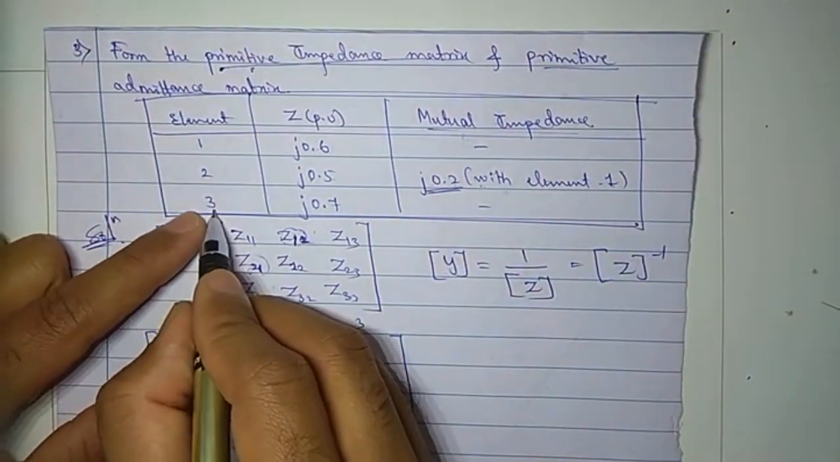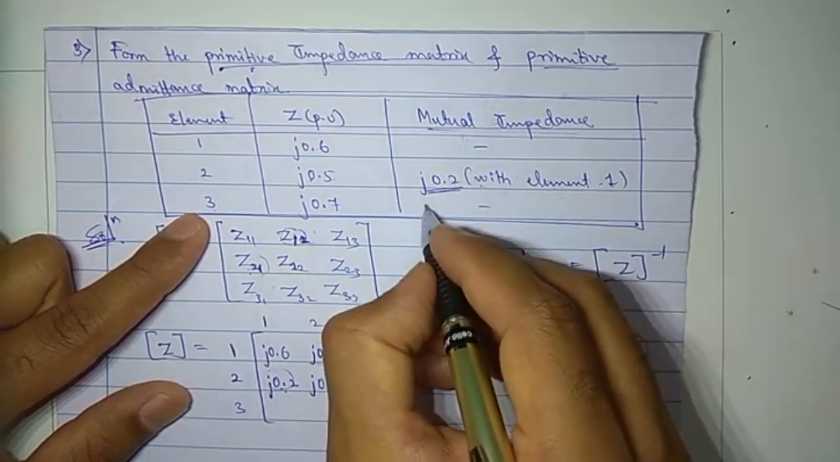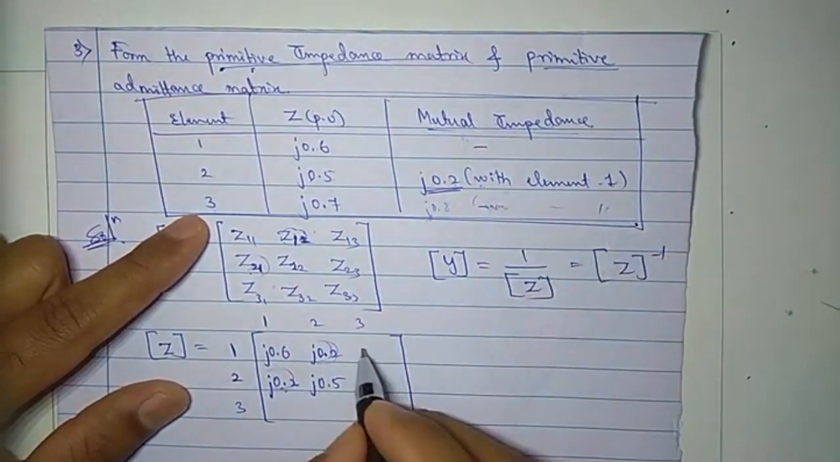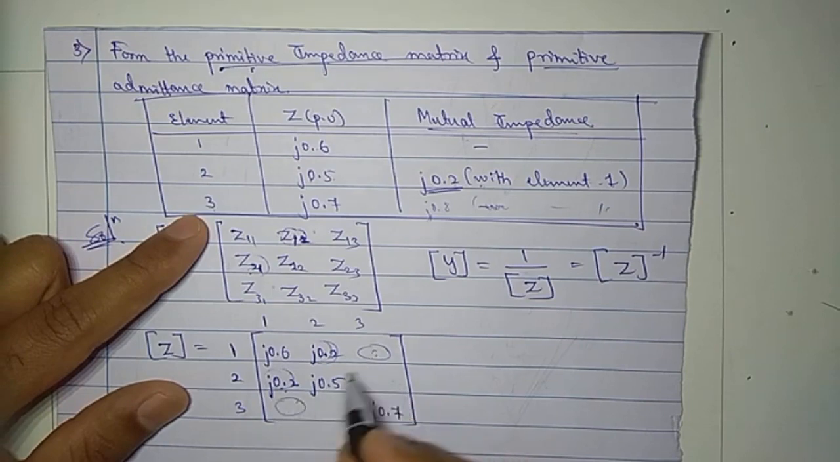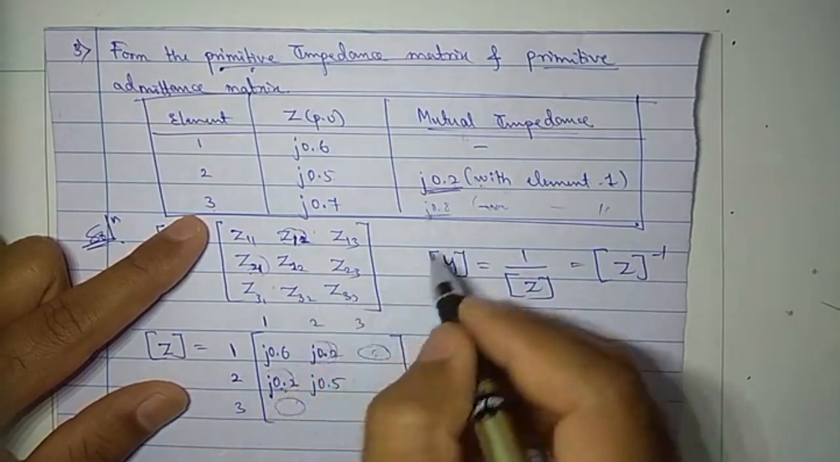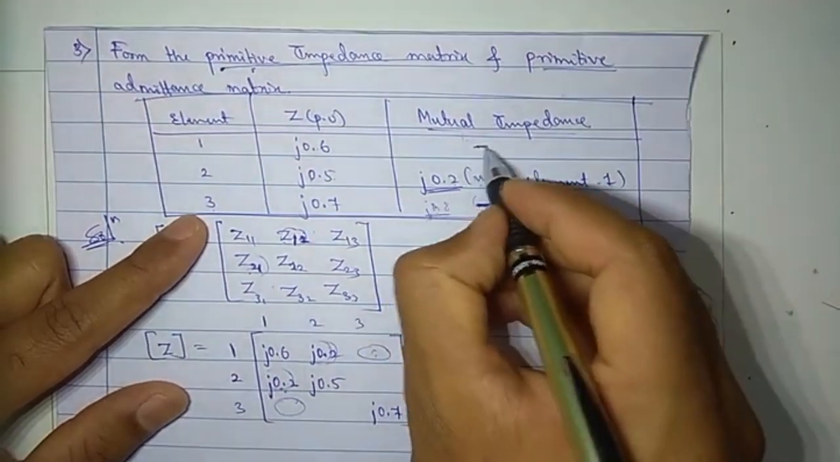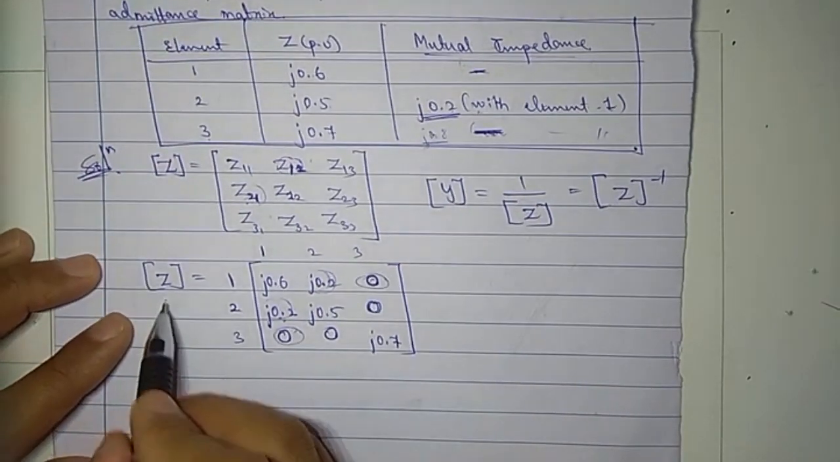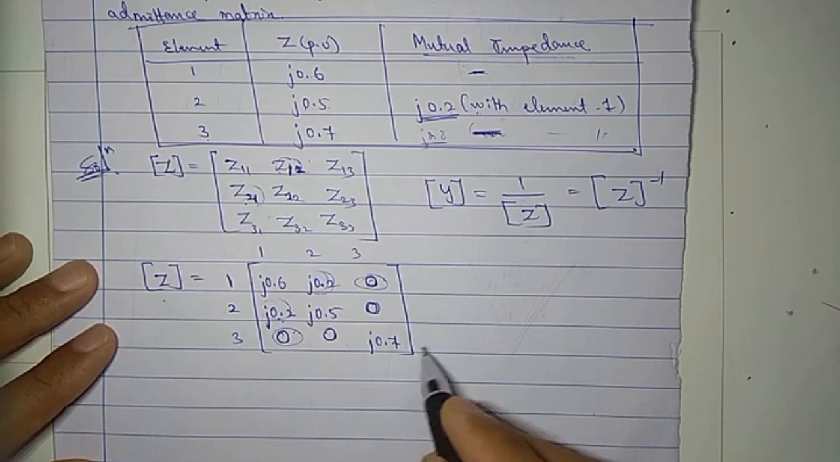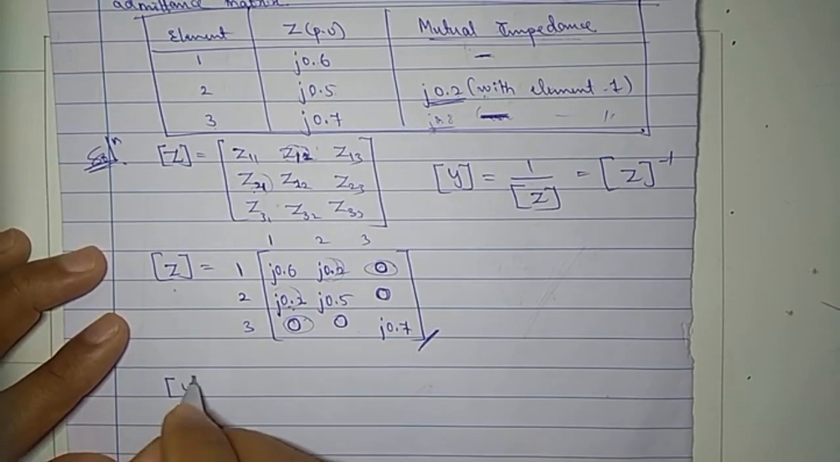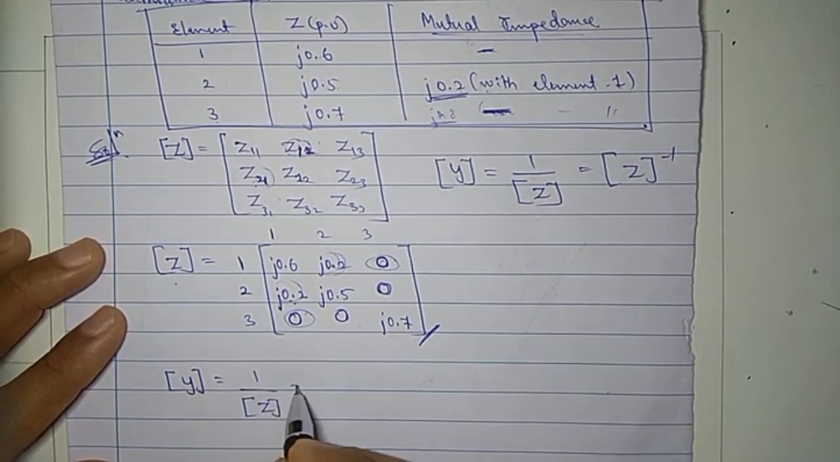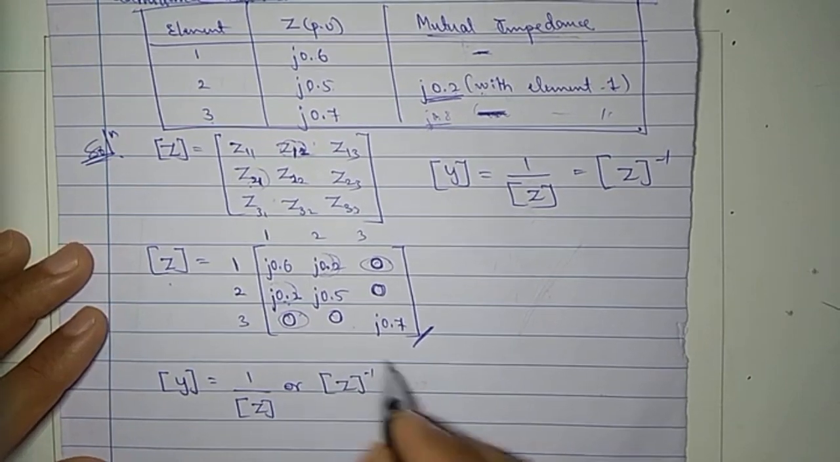Whereas for 3, nowhere they have mentioned j.8 or 0.7 anything with element 1. If they have mentioned with element 1, then these two parameters will be filled by that particular given mutual impedance. Nothing they have given, just dash, means no impedance. Here also it is 0, here also it is 0, 0, 0. Understood? So once after you get this Z matrix, calculate primitive admittance matrix Y equal to 1 by Z or Z inverse. Calculate this.